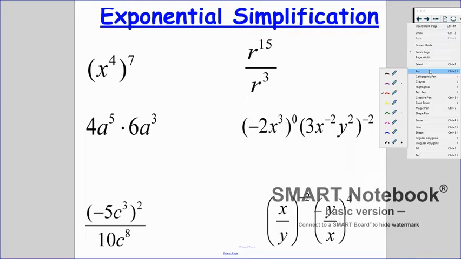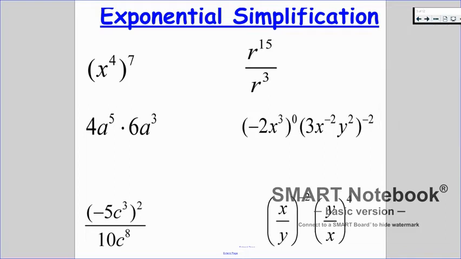All right, some more exponent review. Here we've got x to the 4th raised to the 7th power, so the rule there would be to multiply exponents, so we'd have x to the 28th. Next one, r to the 15th divided by r to the 3rd. Subtract the exponents, that would give us r to the 12th.